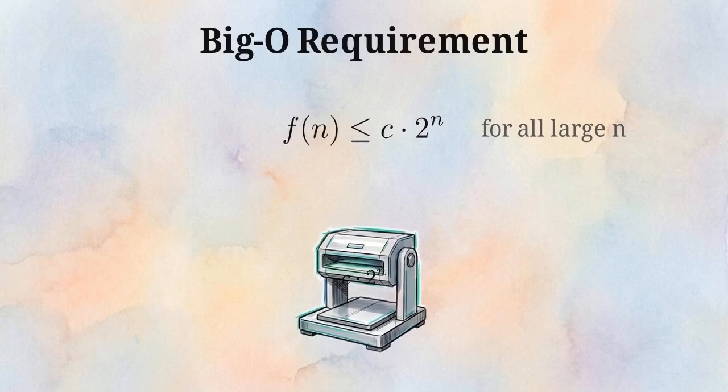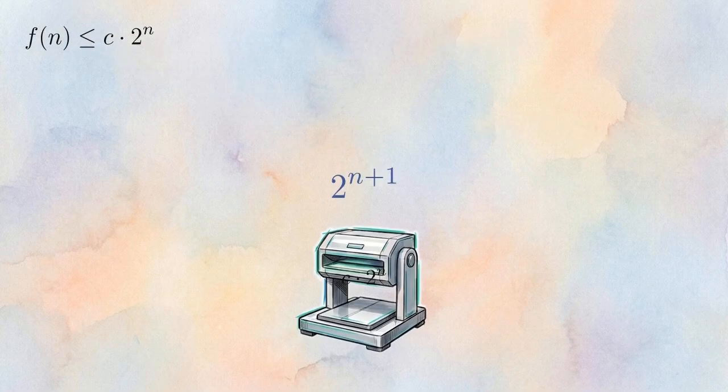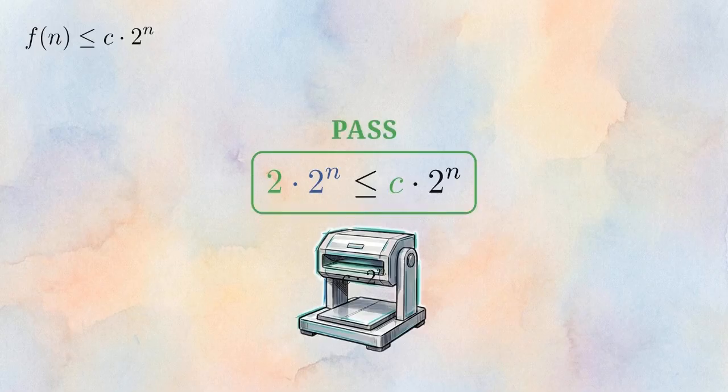Let's test 2 to the power of n plus 1. By exponent rules, we can pull out the 2, expanding this to 2 times 2 to the power of n. This matches our definition. We have a valid constant of 2 satisfying the rule, proving it is indeed O of 2 to the power of n.